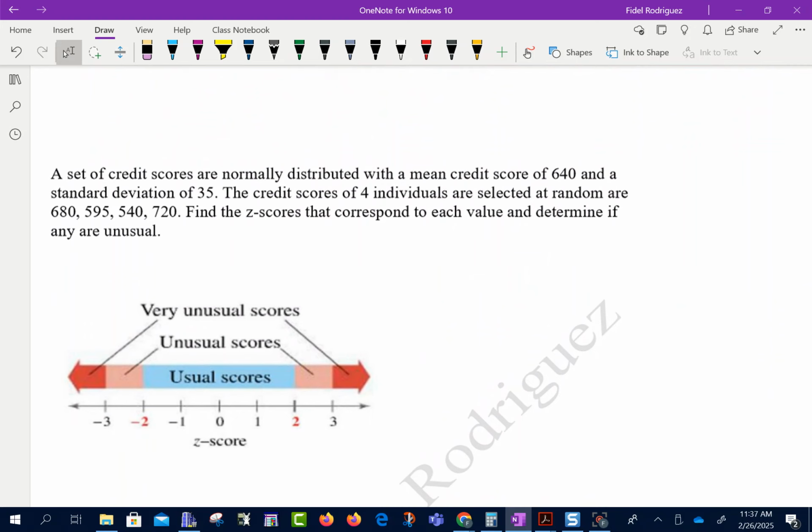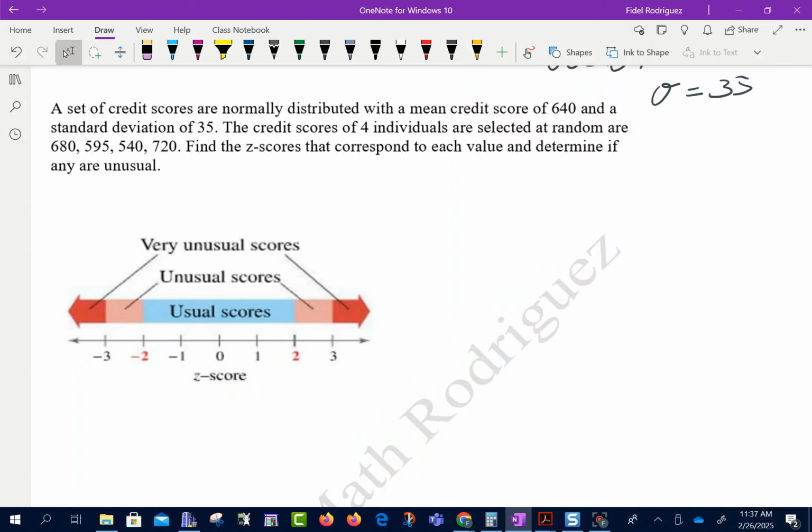Alrighty. For this next one here, it says a set of credit scores are normally distributed with a mean score of 640. So let me write a couple of things down. My average is 640 and a standard deviation of 35. The credit scores of 4 individuals selected at random are 680, 595, 540, 720. Find the z-scores that correspond and figure out if any of them are unusual.